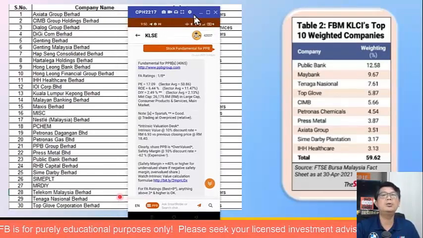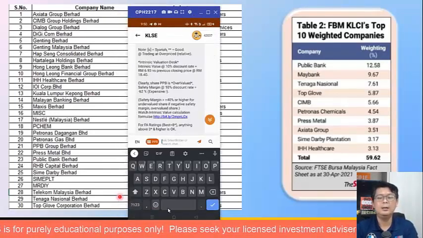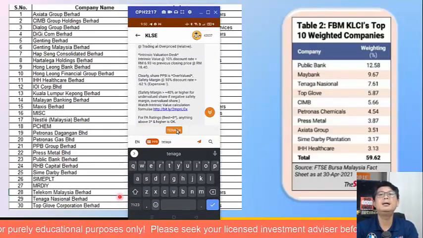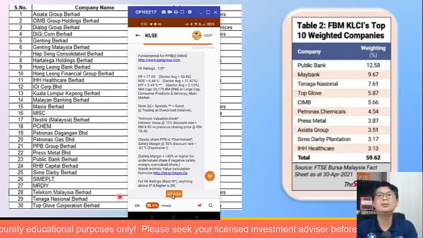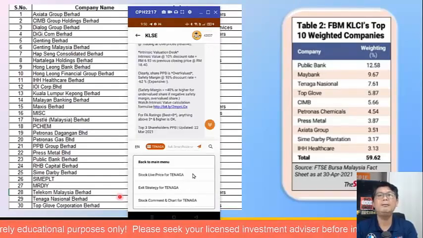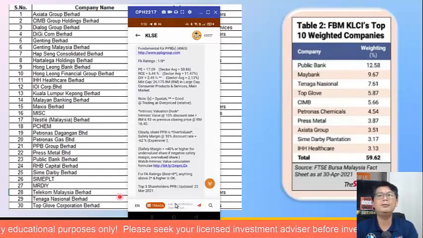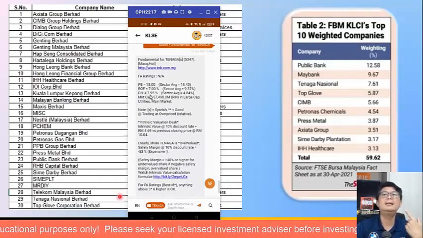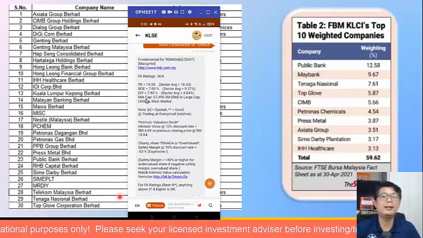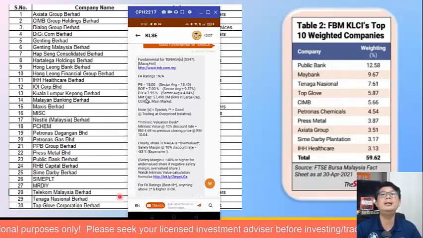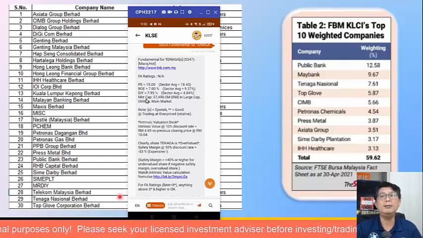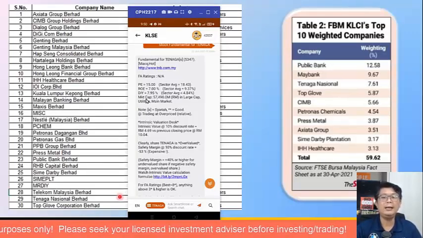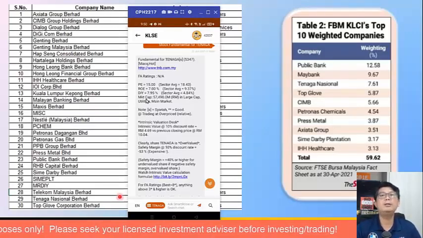Of course, we can also look at Tenaga. Tenaga is also another big dividend payer. So you can hit Tenaga, and we go down to stock fundamentals. So you can see that it pays 7.9%, with the ROE of 7. All right, so these are really big dividend payments out there. So do take note of this one in here.